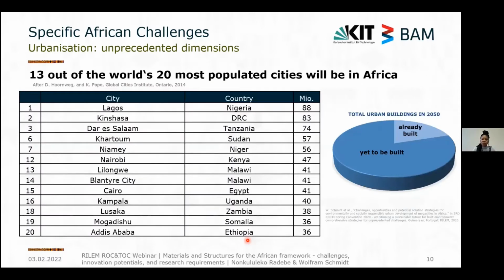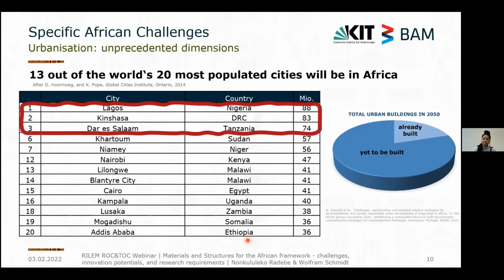Also, 13 out of 20 of the most populated cities in the future will be in Africa. Here we have Lagos, Kinshasa, and Dar es Salaam, all predicted around the 80 million mark, which is an extremely unprecedented dimension for urban areas. And of the buildings that need to be built within these cities, only 20% have been built at this point. That means there's a chance for 80% more construction between now and the year 2050.